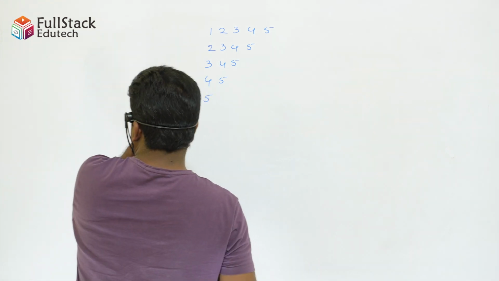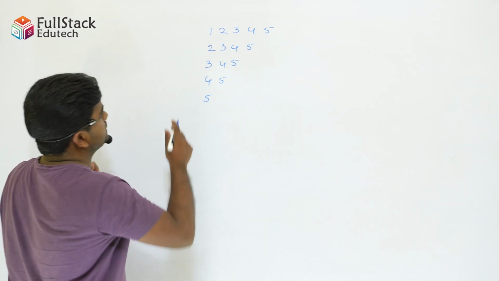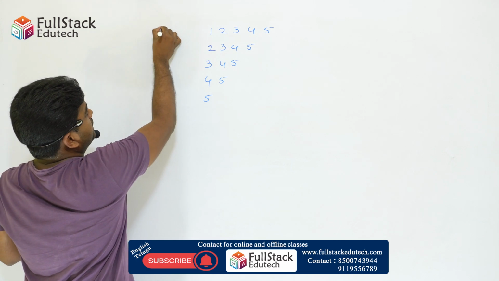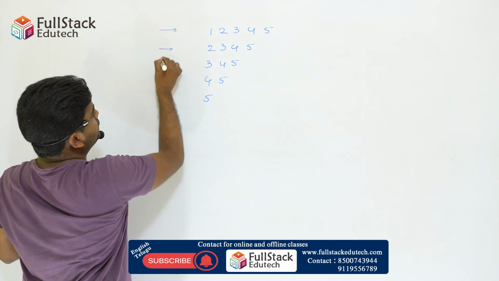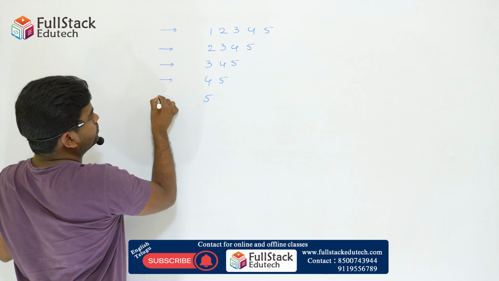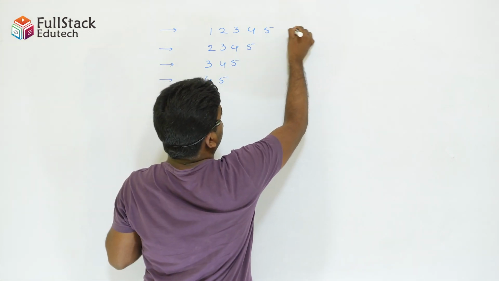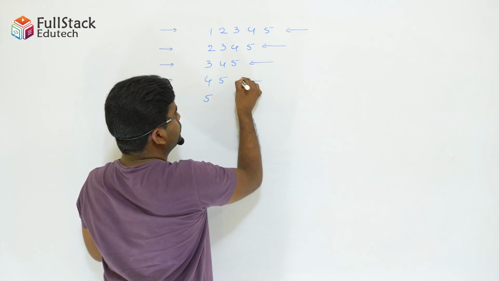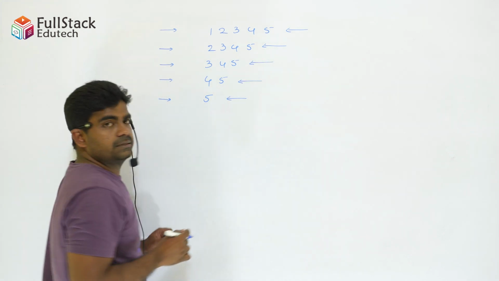In this video, I am going to explain how to display this simple pattern. See here, whenever we look at this pattern, we check which value every row starts with and which value every row ends with, just like in our previous pattern videos.